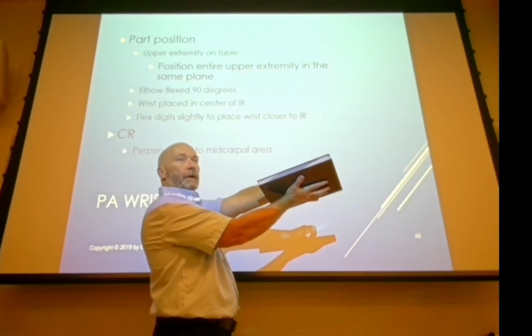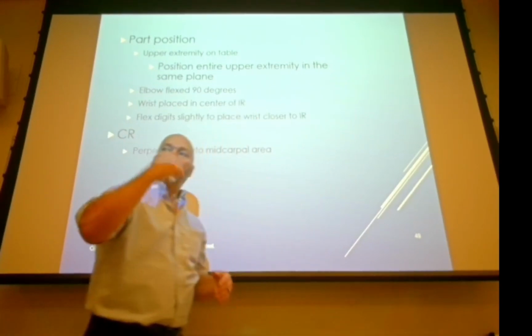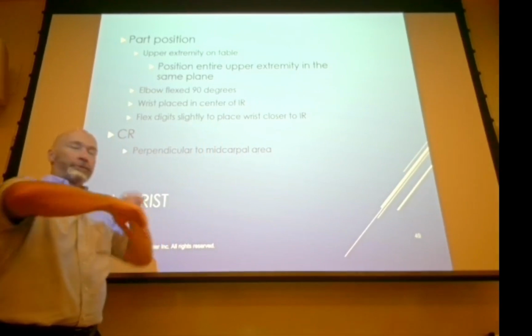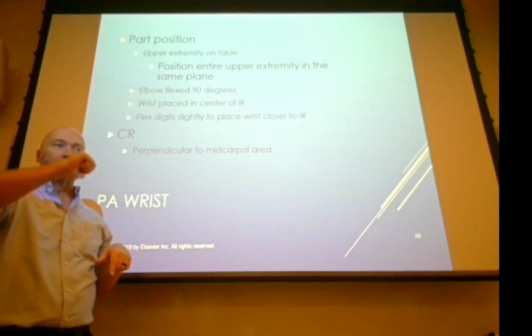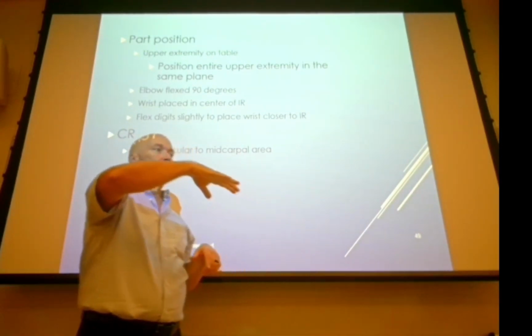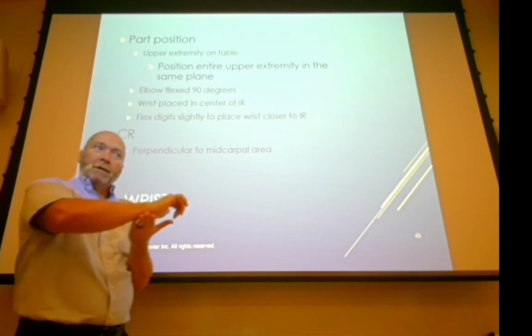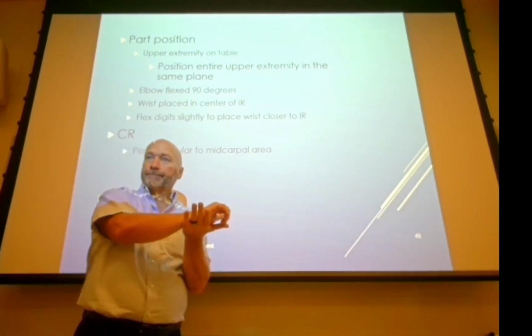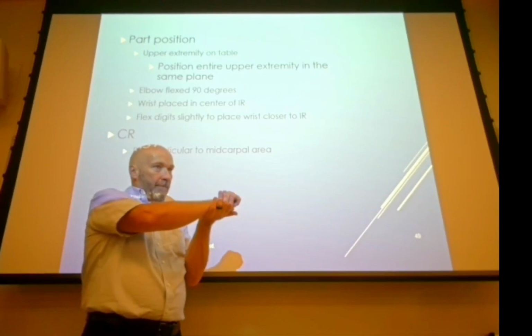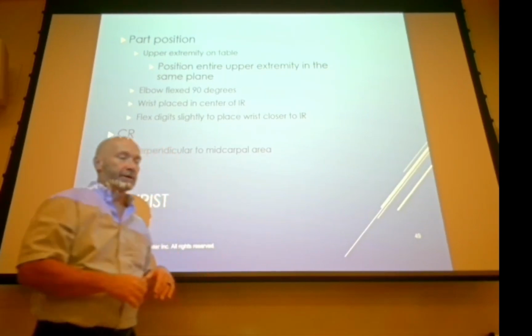It went away, right? So what you need to do for a PA projection of the wrist is get all three of those things in the same plane. Have the patient bend their fingers up, don't have them clench their fist, but have them bring their fingers up so that it puts the wrist bones closest to the image receptor. Just bend them up a little bit until that gap disappears. Okay, that's your PA projection.